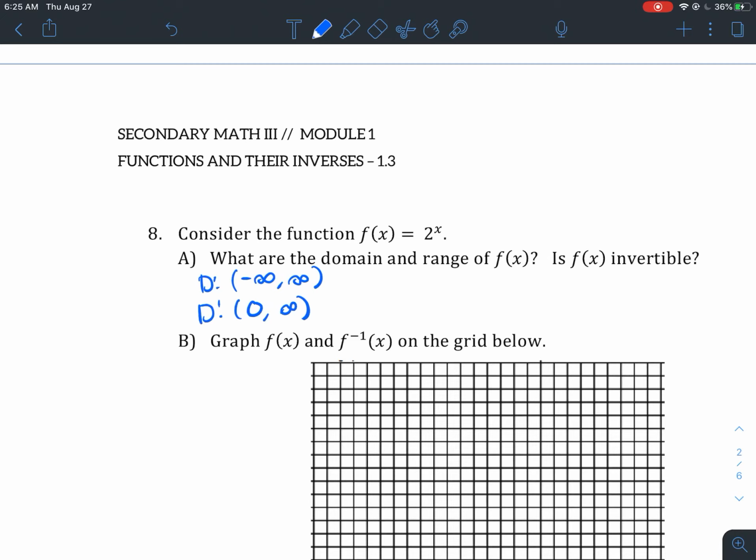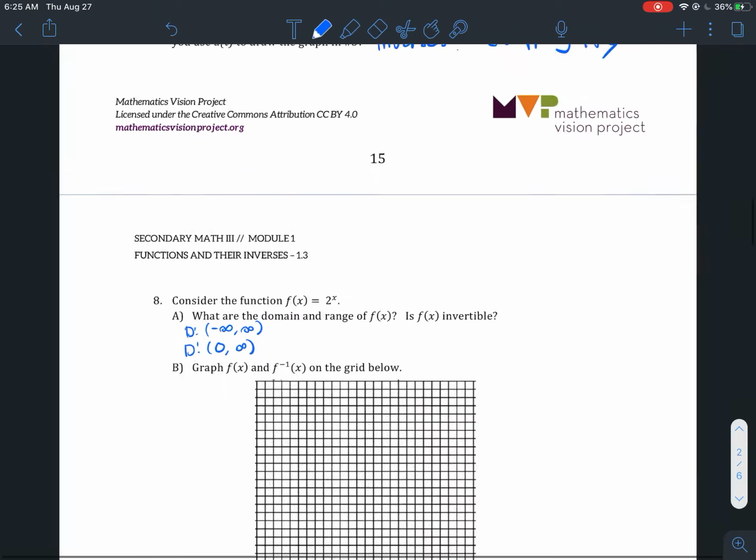0 is going to get an open bracket because there's an asymptote there at 0. So it's never going to actually hit the 0 mark. And then it asks, is it invertible?